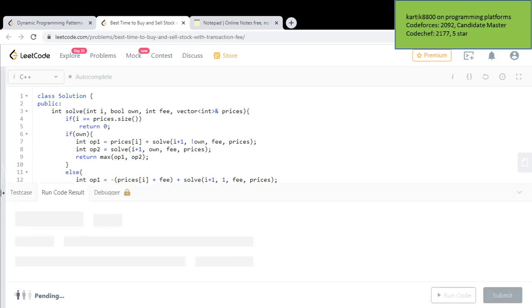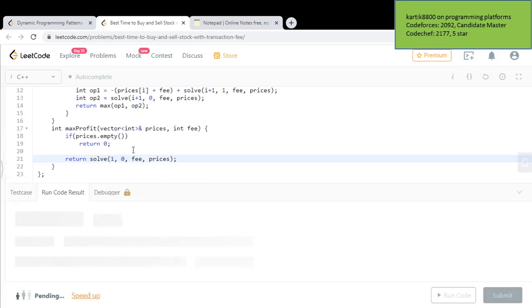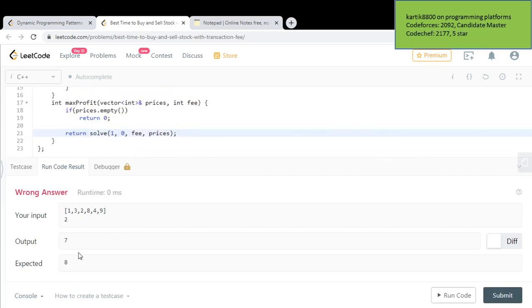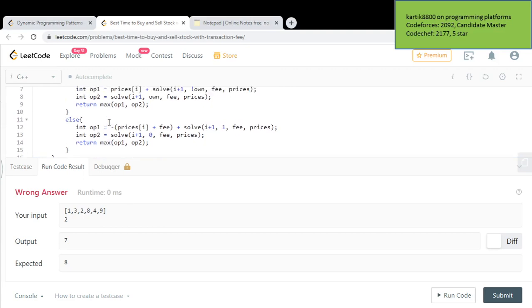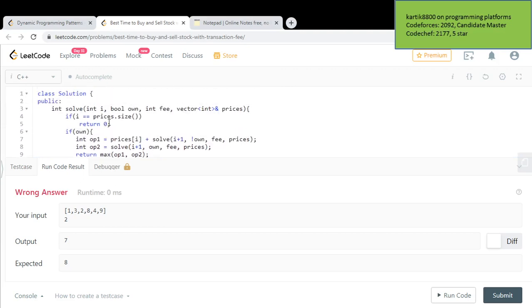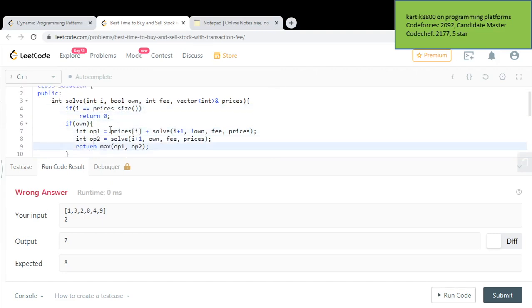Let me run the code. Hopefully it runs. Although currently the time complexity is high because we haven't applied DP, also the solution is incorrect due to some reason. Let me quickly understand why the solution is incorrect. Cool. If all the days have been processed, then return a 0. If you own a stock, then do this. You can either, wait, if I own a stock, then I can sell it. Cool, that's okay. And then I no longer own a stock anymore.